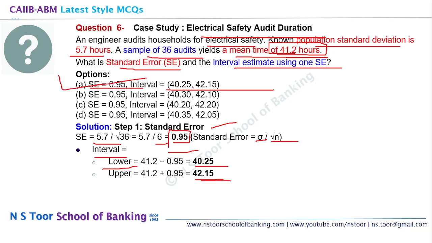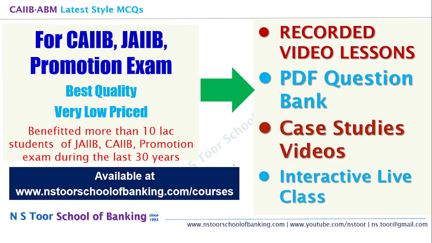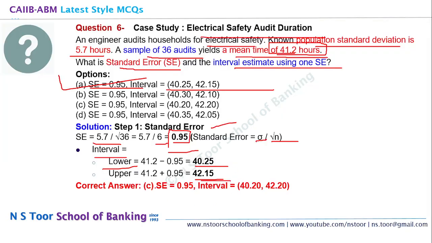So A is the correct answer, not C. Why 42.20? This answer is not correct, because my correct answer is A, 40.25 to 42.15. So what is my correct answer? A is my correct answer for this question.